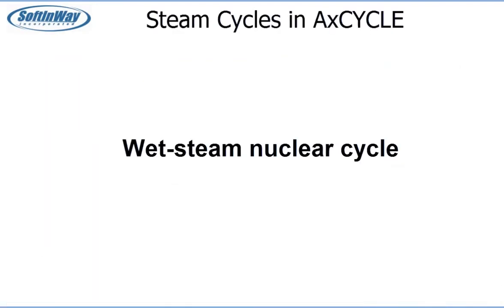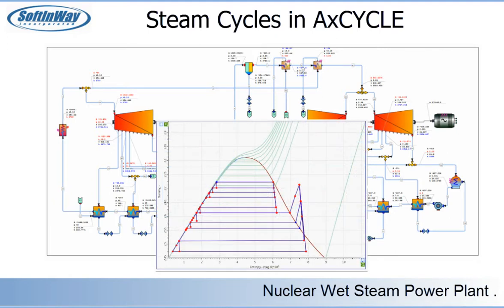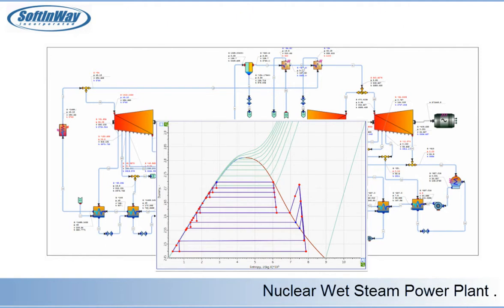Wet steam cycles for nuclear power plants. Due to specific conditions, nuclear power plants use cycles with lower steam parameters than fossil-fired plants. Nuclear cycles are operated mostly in the saturated region. AxCycle can also simulate wet steam cycles for nuclear power plants.